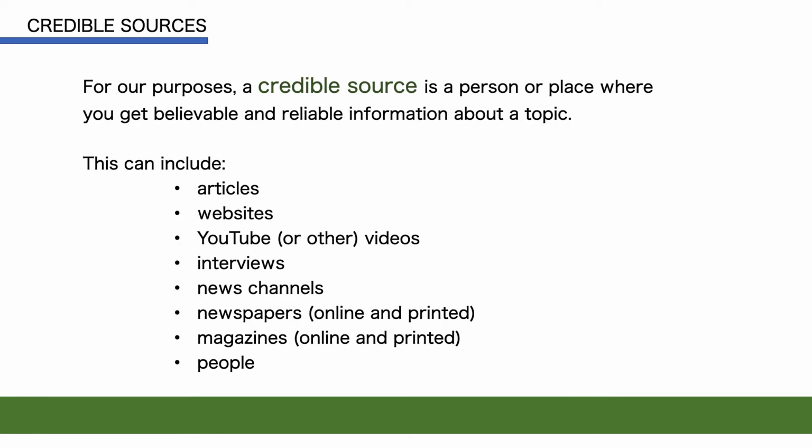For our purposes, a credible source is a person or a place where we get believable and reliable information about a topic. This can include articles, websites, YouTube or other videos, interviews, news channels, newspapers, both online or printed, same for magazines, online or printed, and people.